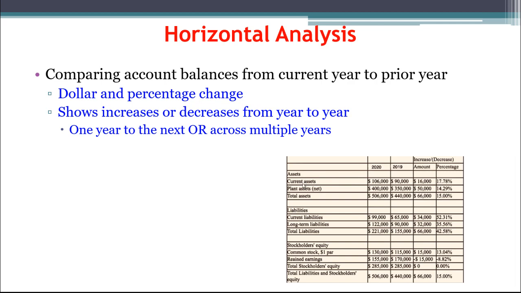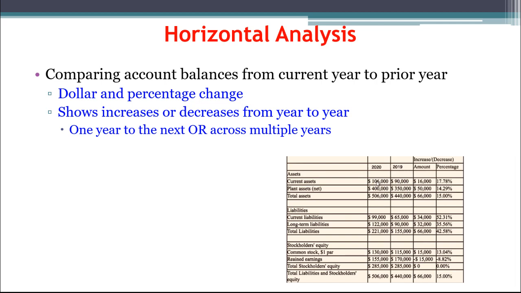And then notice they have all the assets, liabilities, and stockholders' equity. So we would show the amount, again, from the old year to the new year. There's a $16,000 increase, and that calculates out as a 17.78% increase above that prior year. That's an important thing to understand when we get to the calculation in a bit. This percentage is always on top of the prior year or below the prior year if it's a reduction.